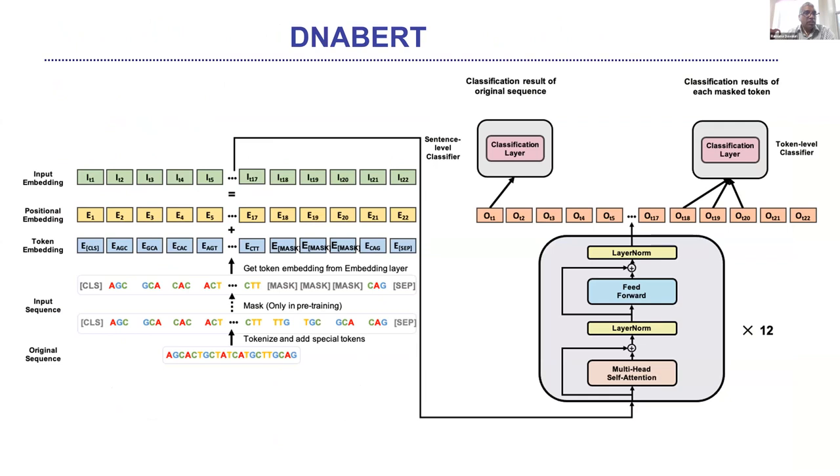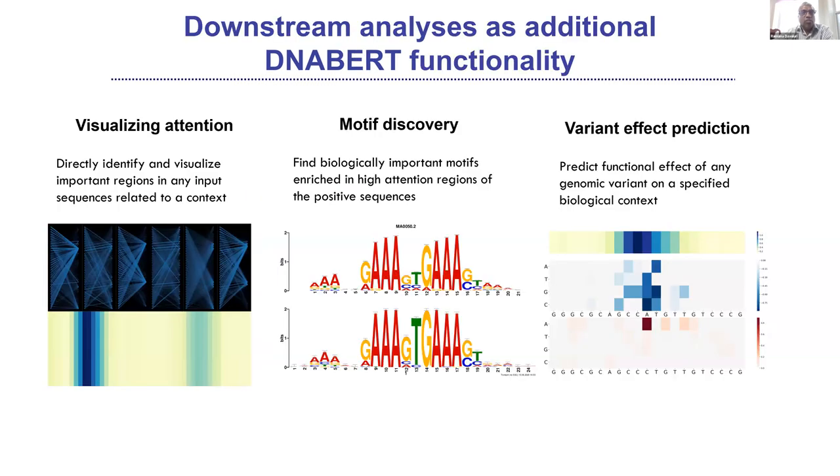Once you have these words, they are tokenized, and then they get into positional embedding, and this becomes the input to the pre-trained model. I'm not getting into the details of this. You can check the paper and the supplementary information if you are interested in more detail on how the model was trained.